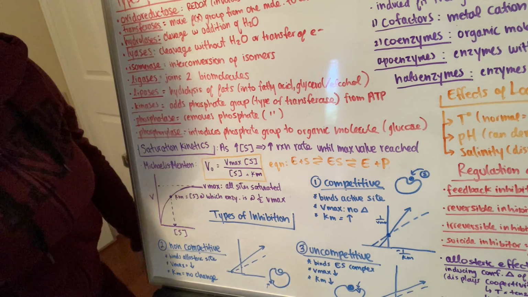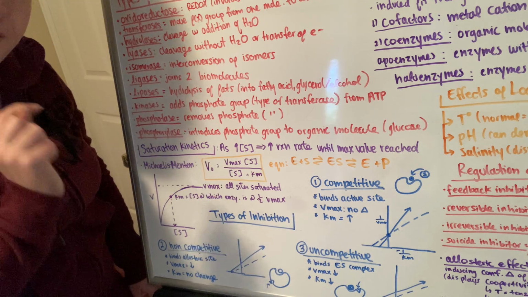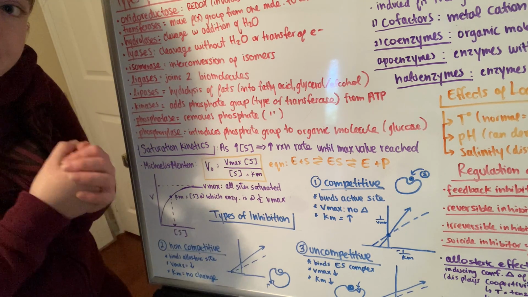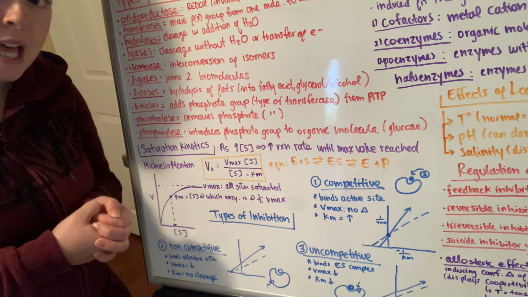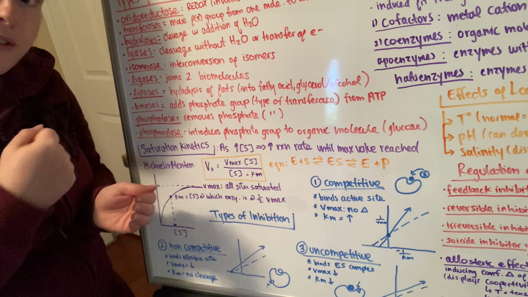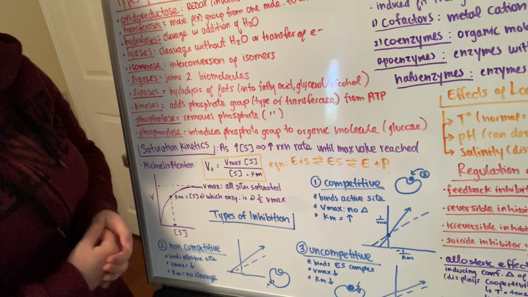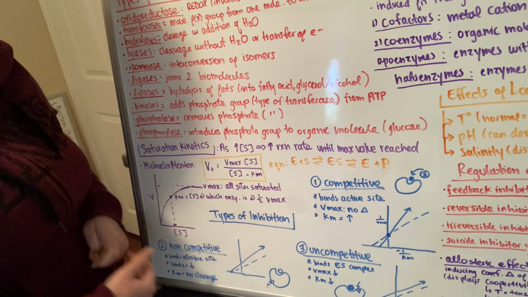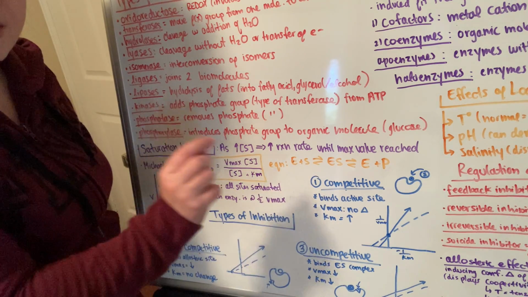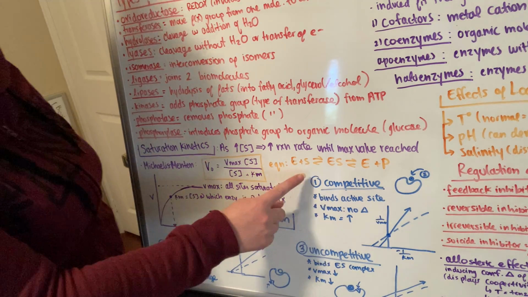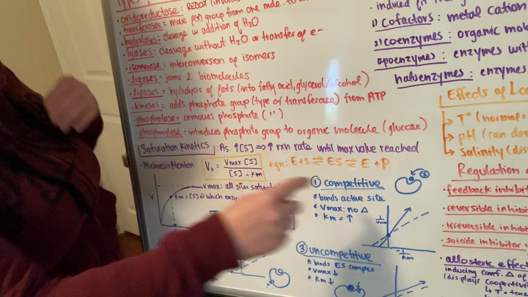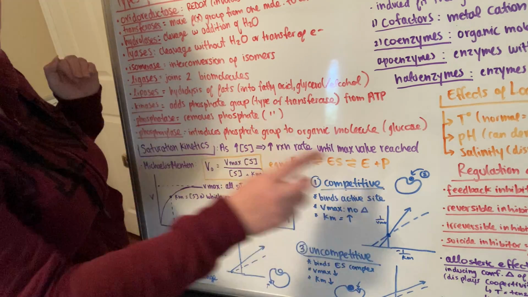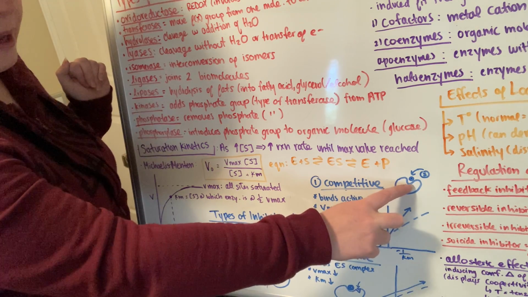So first we have competitive inhibition, and the reason we're talking about inhibition is because we're talking about enzymes and substrate, and there are inhibitors that stop the substrate from getting to the enzyme. Competitive inhibitors bind to the active site. That is very important to remember. They're competing for the spot at this active site, so the substrate and the inhibitor are competing to bind there.